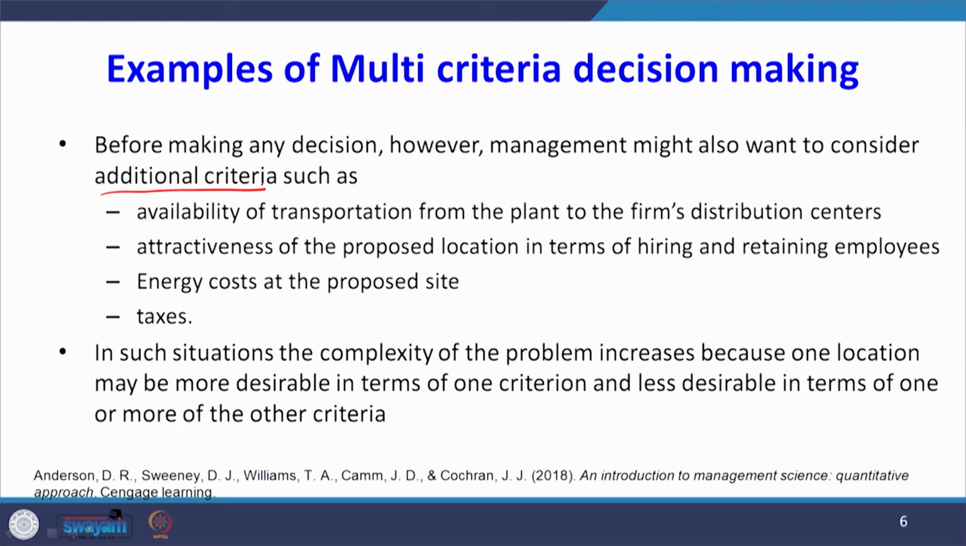In such situations, the complexity of the problem increases because one location may be more desirable in terms of one criterion and less desirable in terms of one or more of the other criteria. So, we have seen cost is one of the criteria. Some locations may be good at cost, lesser in cost, but that location may not satisfy other criteria.